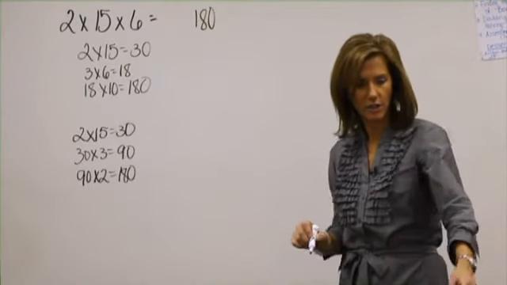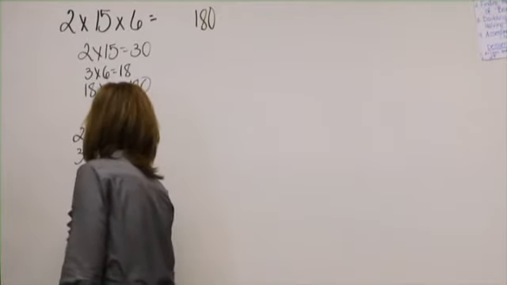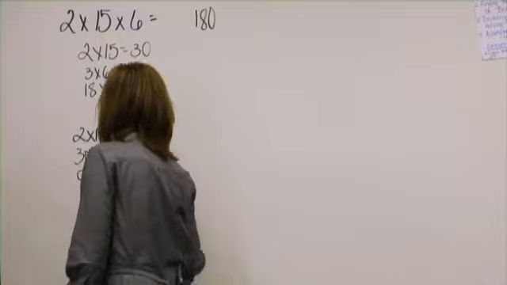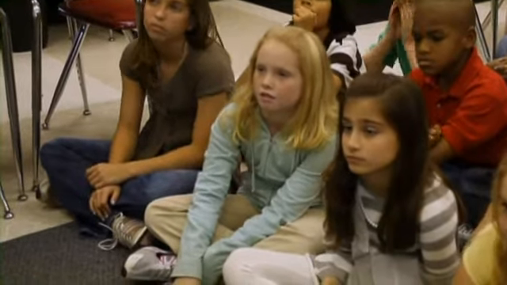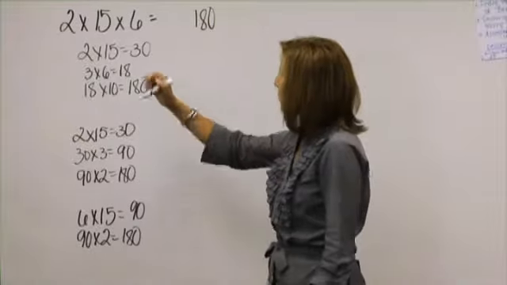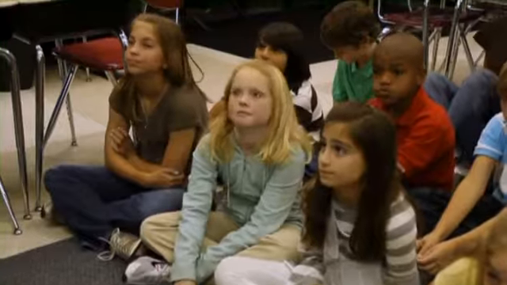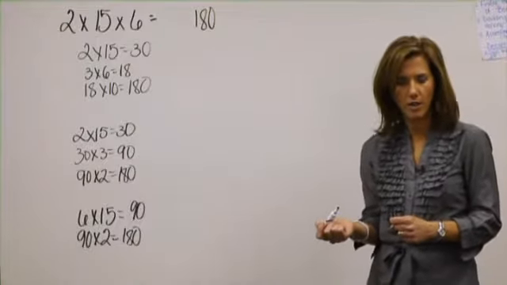Okay. One more, Ashley. I did 6 times 15, and that equals 90. And then I did 90 times 2 equals 180. So you went this way. Does it matter which direction you go? So you can go in any direction. Does that work with all operations? No.